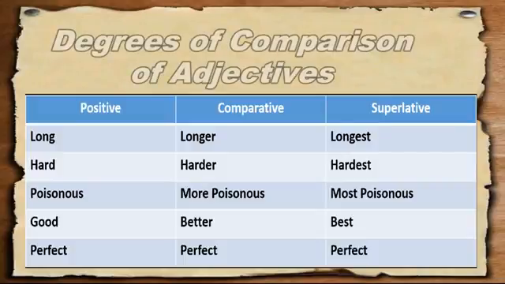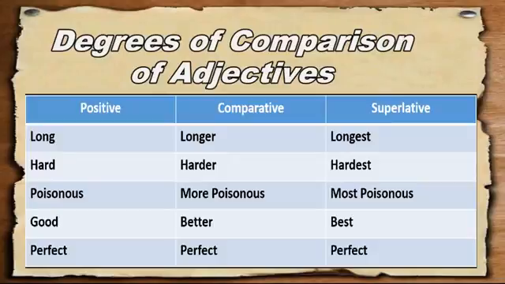Well, there you are. The only tricky one here is perfect, because if something is already perfect, it can't be made more perfect or most perfect. Adjectives such as perfect can't be compared because they are already expressing an absolute state or quality.